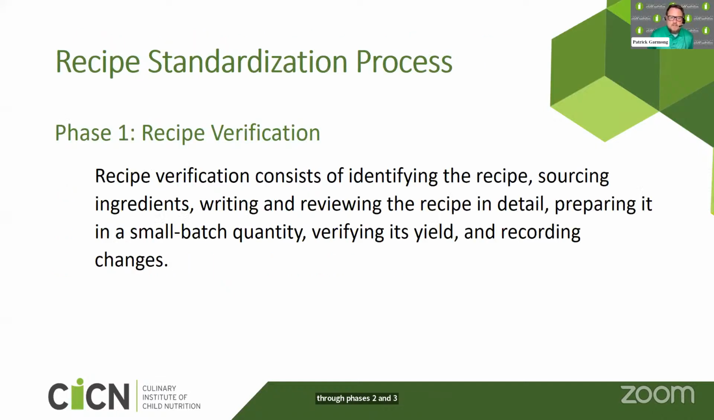So phase one is recipe verification, and it consists of identifying the recipe. So that's sourcing it, identifying your ingredients, sourcing your ingredients from your different vendors, making sure that you have the availability of all those ingredients on a regular basis, writing and reviewing the recipe in detail, preparing it in a small batch quantity, verifying its yield in a small batch quantity, and then going back and recording any changes that may have occurred during that initial testing.